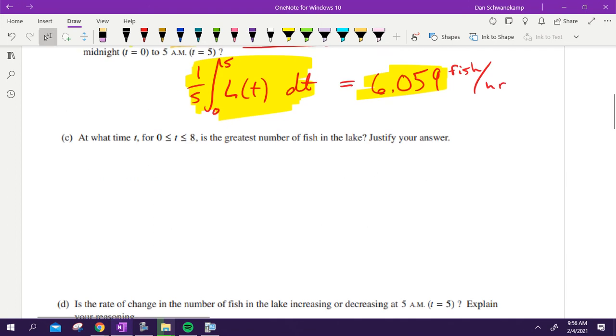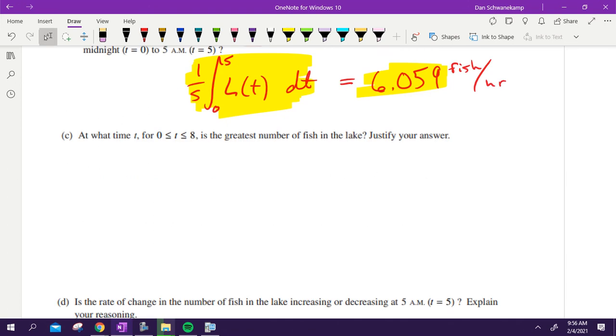Letter C. At what time is the greatest number of fish in the lake? Greatest number of fish. What's another phrase for the greatest number of fish? That is the max value. The absolute maximum amount. At max value, the absolute maximum value. That's the same question. Okay? We want to justify an absolute maximum value. How do we justify an absolute maximum value?